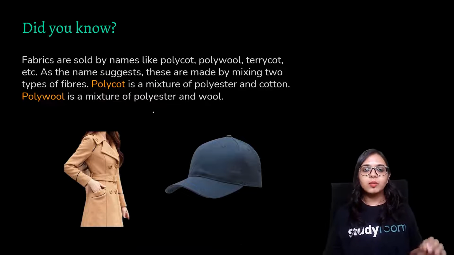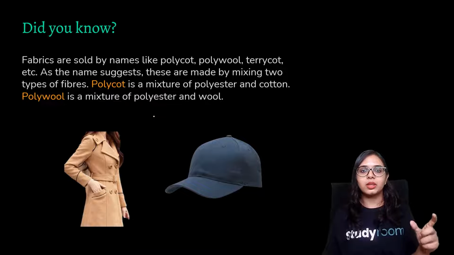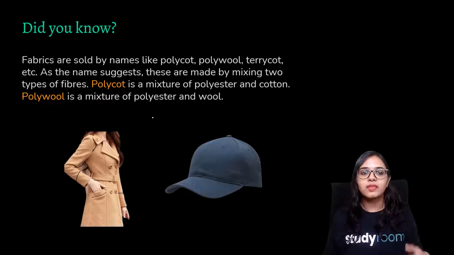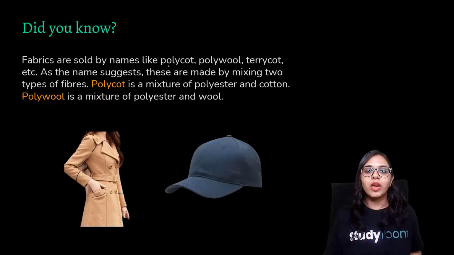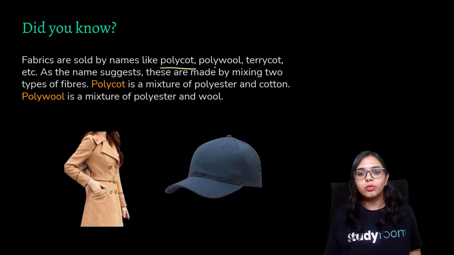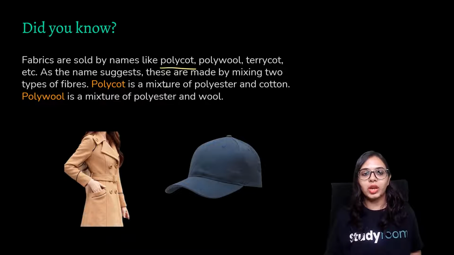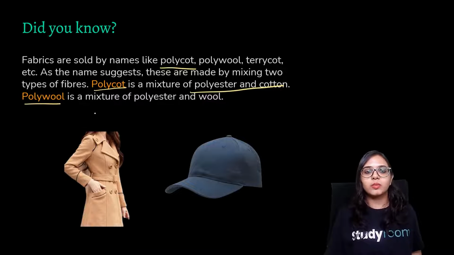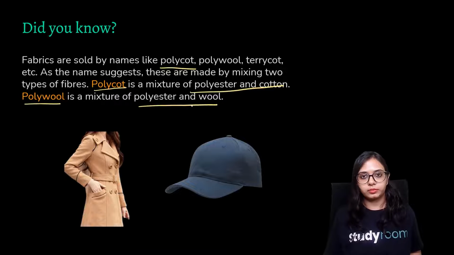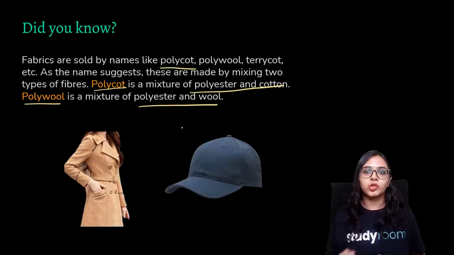So if you observe the product tag of some fabrics, you may see that the name of the fabric is either polycot or polywool or terrycot. As the name suggests, these are made up of mixing two materials, two fibers. Polycot is a mixture of polyester and cotton, and polywool is a mixture of polyester and wool. Some coats or some hats are made up of a mixture of fibers.